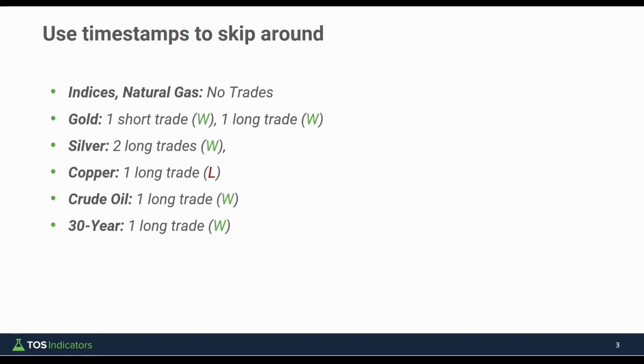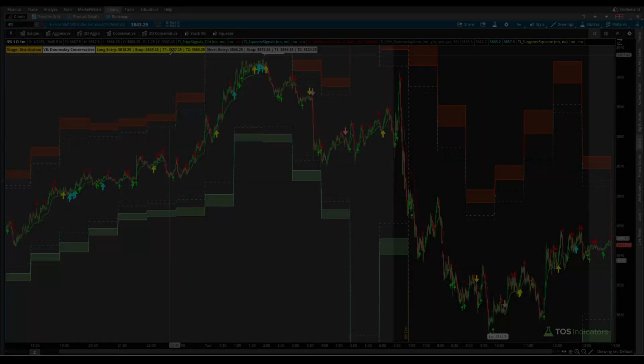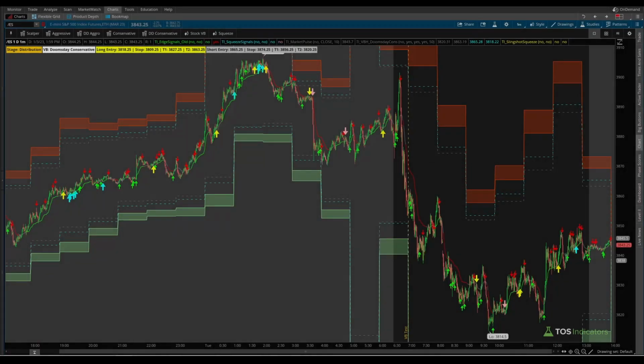We'll start by taking a look at the index markets first, and then move on to natural gas and then gold. I'm inside of my Thinkorswim platform, and we currently have a chart of the S&P 500 futures loaded on. That's ES. And I have the Doomsday Conservative models, but before we take a look at these, I'd like to start with the conservative model so you can see why we chose the Doomsday Conservative in the first place.